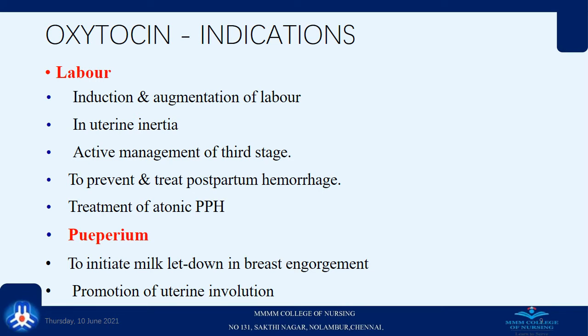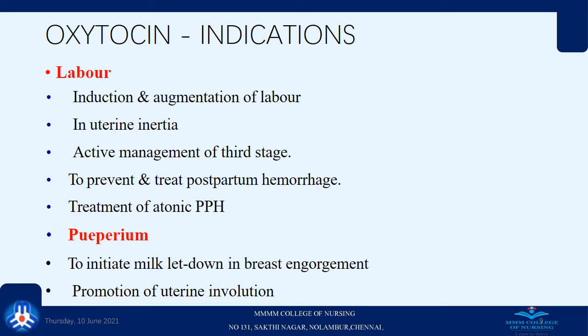Next, in case of puerperium, it helps to initiate milk letdown in breast engorgement. So in case of breast engorgement, the breast tissues will be swollen and the mother is not able to let out the milk. So it will be stagnated. So in order to expel it, we will be administering this oxytocin.